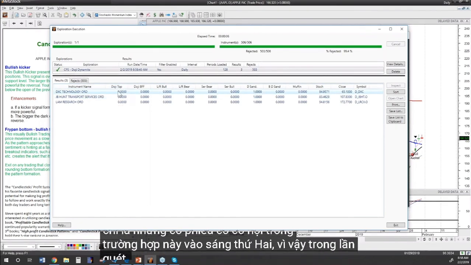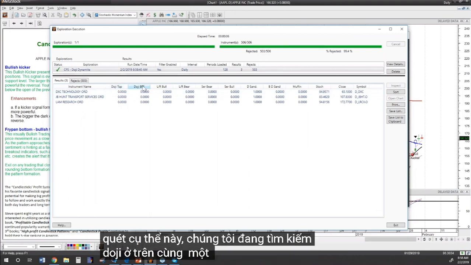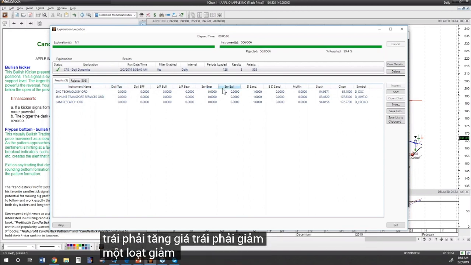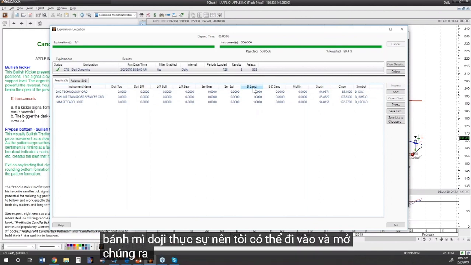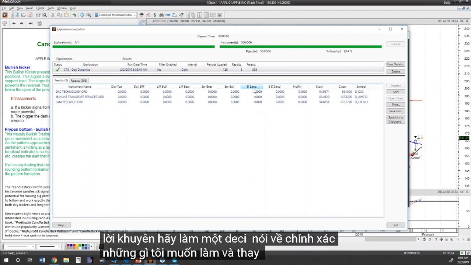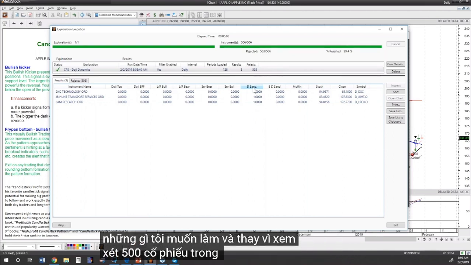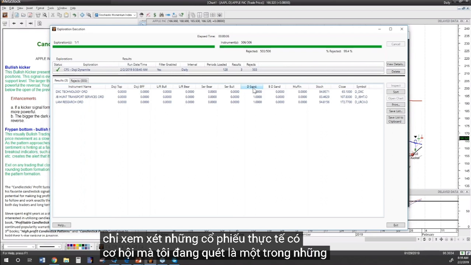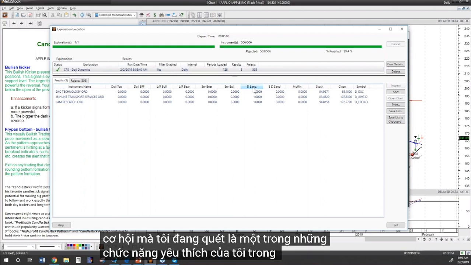So in this particular scan, we're looking for a Doji at the top, a Doji Best Friend, a left-right bullish, a left-right bearish, a series of bearish, a series of bullish. These are all actually Doji sandwiches. So I can go in and open them up, take a look at the stocks, get the advice, make a decision on exactly what I want to do. And instead of looking at 500 stocks in this case, I just am going to look at the actual ones that have opportunities. Scanning is one of my favorite functionalities in Metastock.